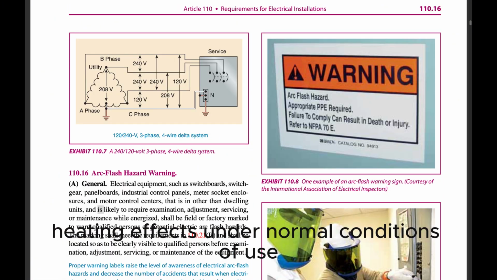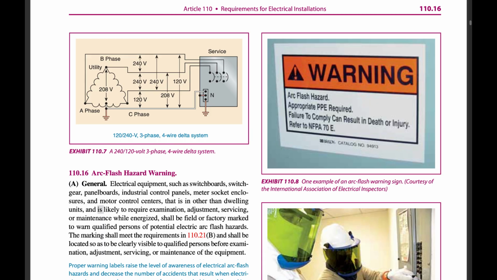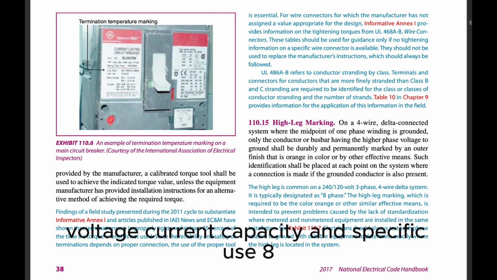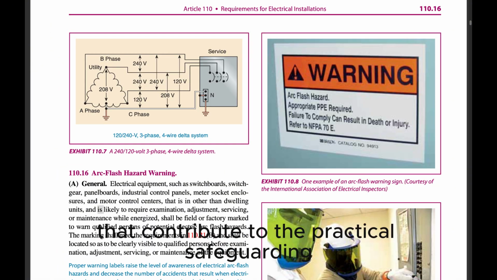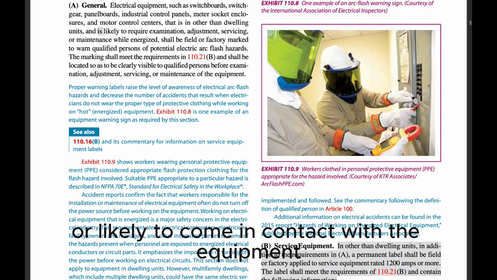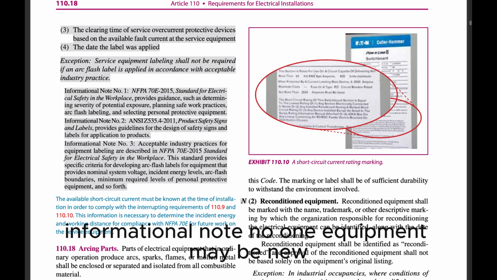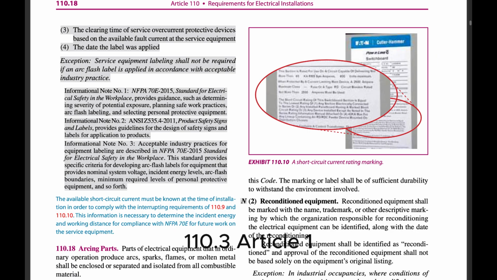4. Electrical insulation. 5. Heating effects under normal conditions of use and also under abnormal conditions likely to arise in service. 6. Arcing effects. 7. Classification by type, size, voltage, current capacity, and specific use. 8. Other factors that contribute to the practical safeguarding of persons using or likely to come in contact with the equipment. Informational note No. 1: Equipment may be new, reconditioned, refurbished, or remanufactured.